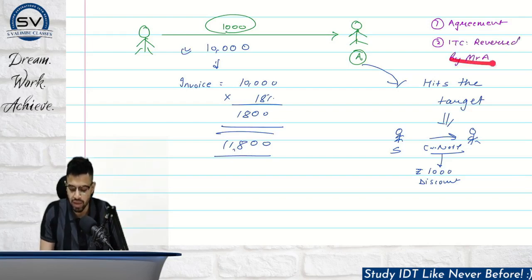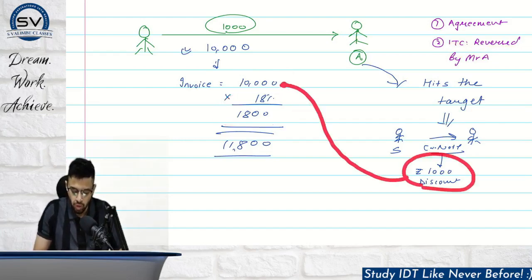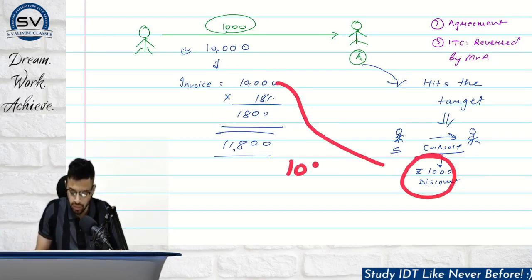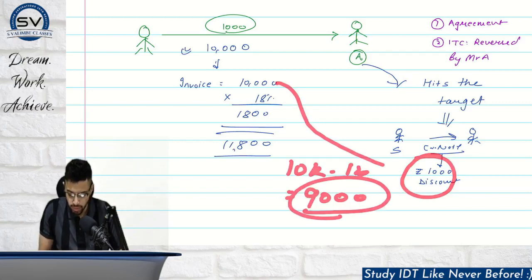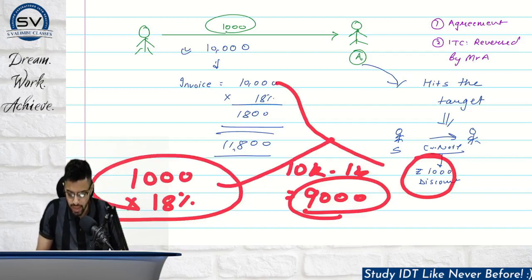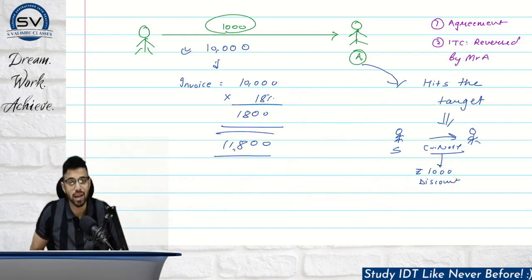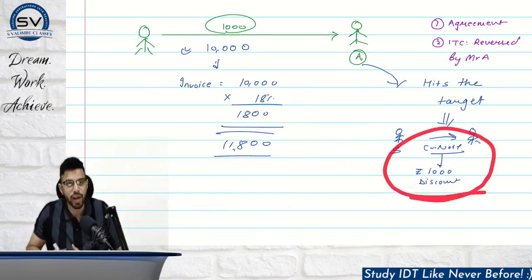Now what do you mean by reversal? Tell me one thing very, very clearly. Don't learn this, just understand. When I charge him 10,000 rupees, how much ITC did he take? 1,800. Now let's say I'm giving him a discount of 1,000. What is the net value? The net value will be 10,000 minus 1,000. That is 9,000. Now tell me one thing. With respect to 1,000, 18% of 1,000. This is the excess credit taken by Mr. A. Why excess credit? Because now the value of supply is 9,000, because the government is allowing a credit note of 1,000.